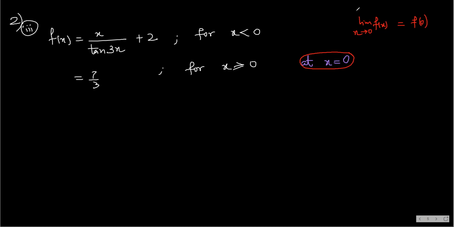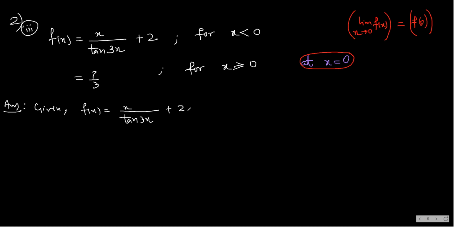So I will first find out the left hand side, which is the limit part, and then I will go for the right hand part. The solution begins. In the solution, first we will write the given function. Given f of x is x upon tan of 3x plus 2 for x less than 0, and it is 7 by 3 for x greater than or equal to 0.